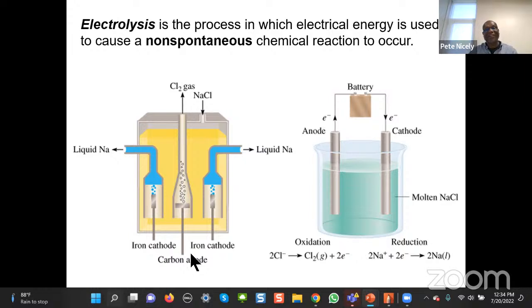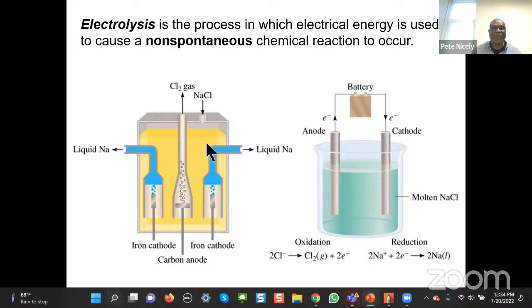So what you're looking at here are two examples, one industrial and one in the lab, of an electrolysis process. The one to the left is what is observed very often in industry. So let me try to describe what is happening here. What we have here is sodium chloride in a liquid state. In other words, we call it molten sodium chloride.